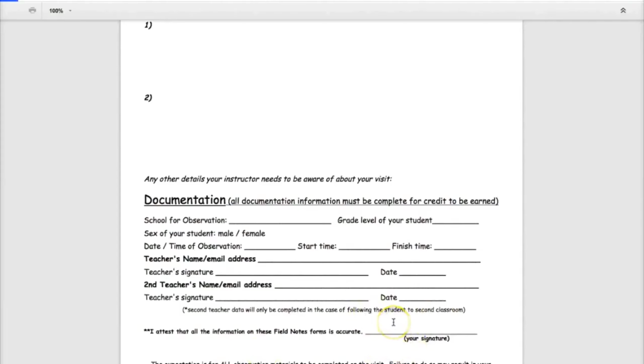You're going to bring it to class completed so that you've got evidence and documentation that you gathered everything you needed to gather on the visit.